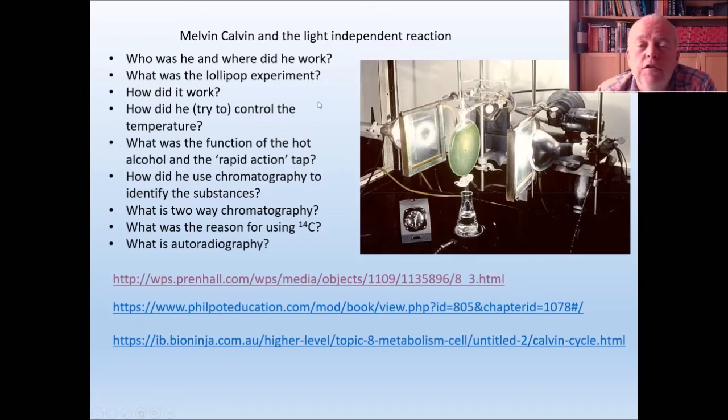And so what I want you to do is to find out who exactly Melvin Calvin was, who was he and where was he working, what was his experiment, how did he try to control the temperature, okay, there's clues I've referred to already, what was the function of the hot alcohol, I've mentioned a hot plate and the liquid at the bottom, and the rapid action tap, that's the structure here, this little tap at the bottom of this green lollipop. You then use a technique called chromatography.